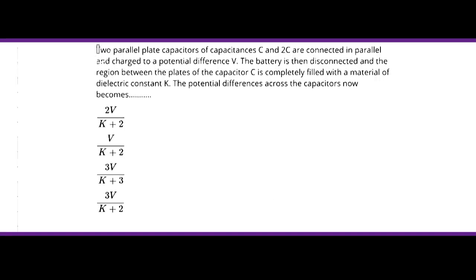Hello everyone, this is our question for today. Let us first read the question. Two charged parallel plate capacitors of capacitance C and 2C are connected in parallel and charged to a potential difference of V. The battery is then disconnected and the region between the plates of the capacitor C is filled with a material of dielectric constant K. The potential difference across the capacitor now becomes what? Initially the potential between the capacitors has been given as V. So we'll write initial potential equal to V.